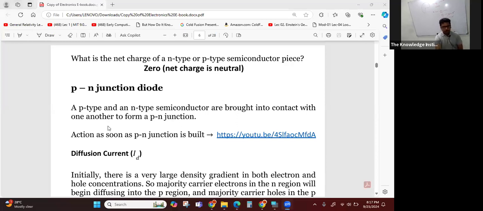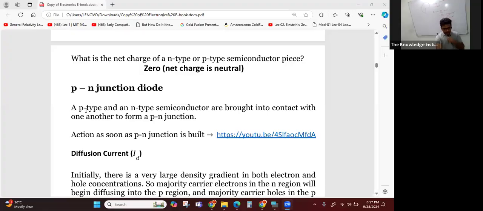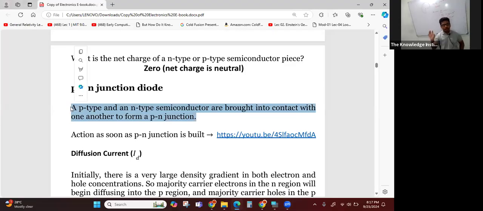I think you wrote this line, right? A P-type and N-type semiconductor are brought into contact with one another to form a PN junction. So a PN junction is made by taking one P-type semiconductor and one N-type semiconductor and bringing these two pieces into contact, so that they form a PN junction.